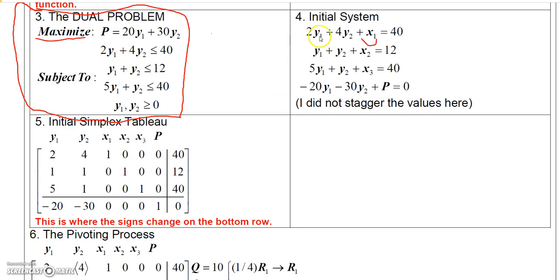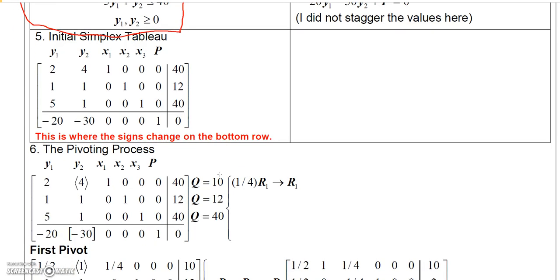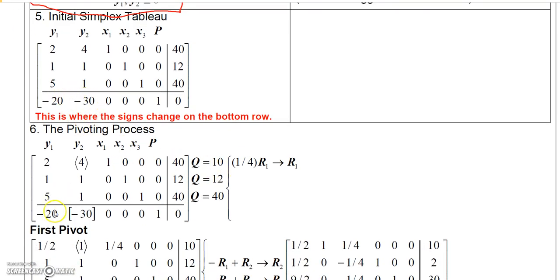So if I write the coefficients from up here, I'll get 2y1 plus 4y2 plus 1x1 equal 40. The second one gives me 1y1 plus 1y2 plus x2 equals 12. And the third one gives me 5y1 plus y2 plus x3 equals 40. And then my objective function gives me negative 20y1, negative 30y2 plus p equals 0. Now, in order for us to determine where to pivot, let's look for the most negative indicator here on the bottom row, which would be negative 30.